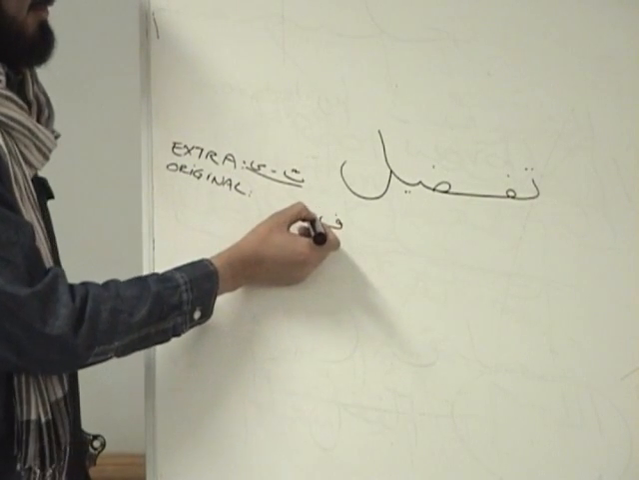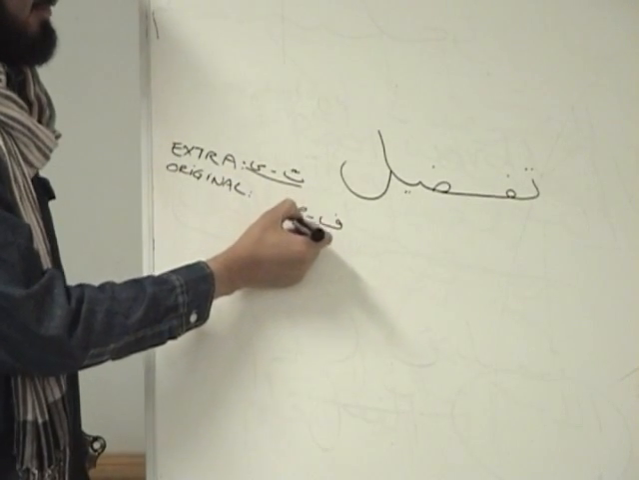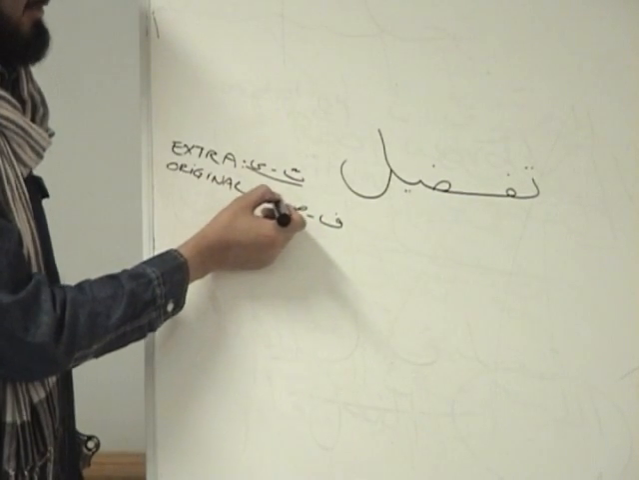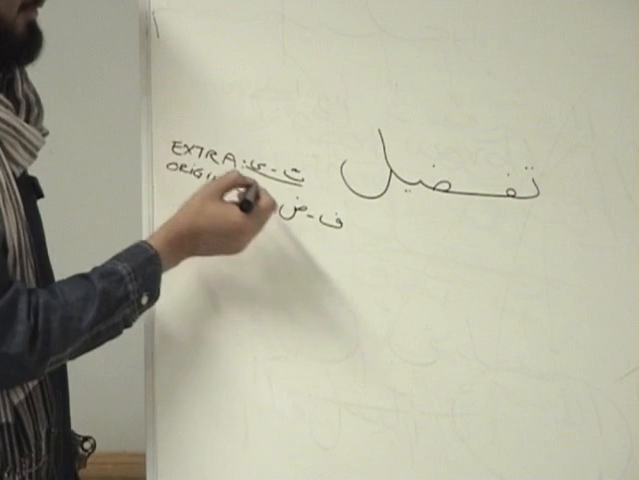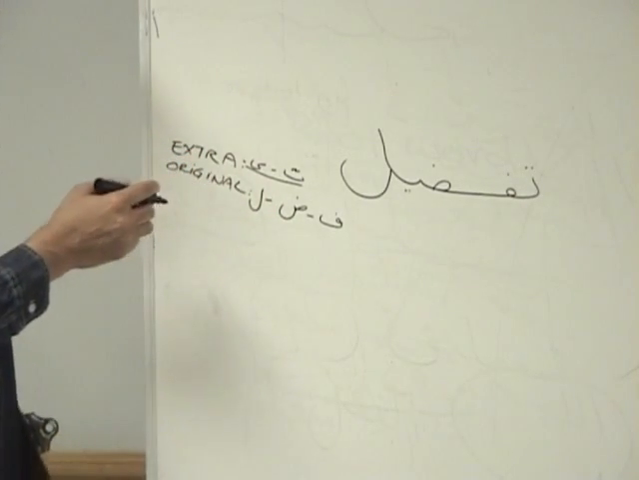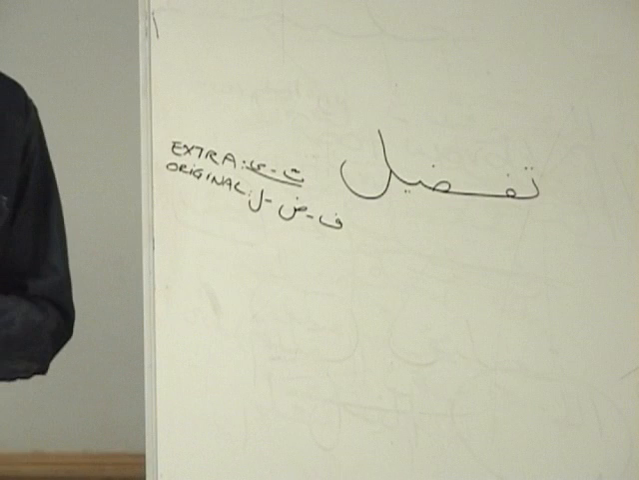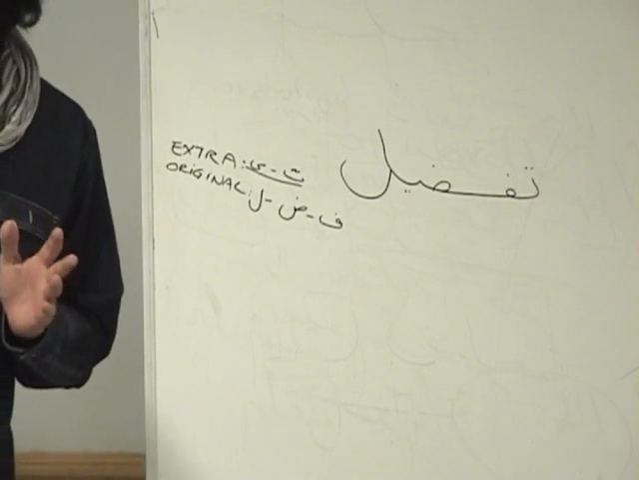Fa, ain, lam, right? So what you need to know is the form, and once you have some familiarity with the form itself, it tells you which letters are extra and which ones are not extra.